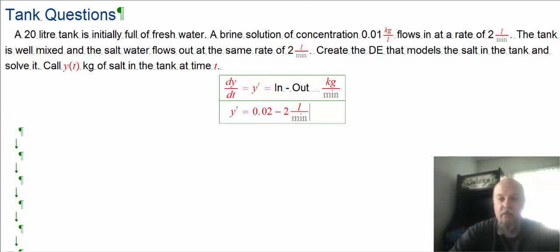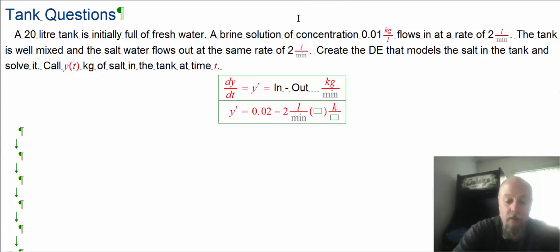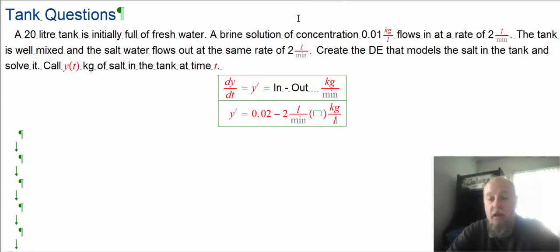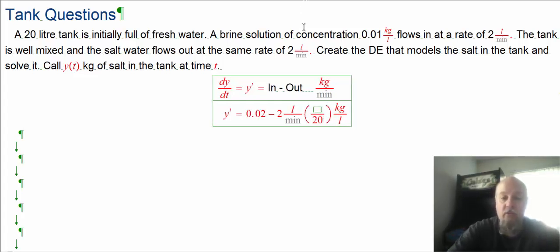I need to multiply this by some sort of a kilograms per liter, and I already know the liters is a constant 20. What's the kilograms? Well, we were saying that changes. It starts at 0, but as I start to pump in salt water, it should get saltier and saltier and saltier. So it does change. Oh yeah, that's our y of t. How many kilograms of salt are in the tank? y. So that goes on top.